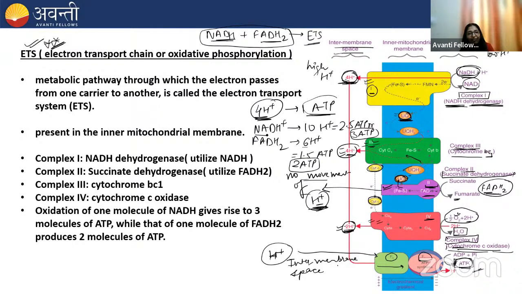So 1 molecule of NADH is giving us 3 molecules of ATP. 1 FADH2 is giving us 2 molecules of ATP. This is what is written in the last point. I hope it is clear now.